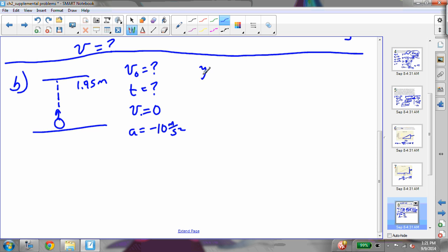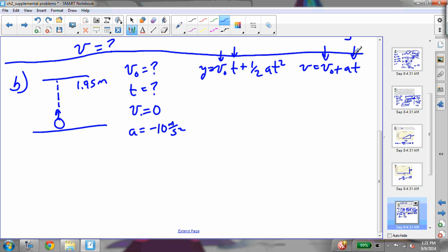So I have two equations, y equals v naught t plus 1/2 at squared, and then I also have this v equals v naught plus at. Now let's just take a look at these and see which ones are unknown and which ones are known. I know y. I don't know v naught. That's an unknown. I don't know t. That's an unknown. I know v at the top. I don't know v naught, and I don't know t. So now we have a system of two equations with two unknowns.